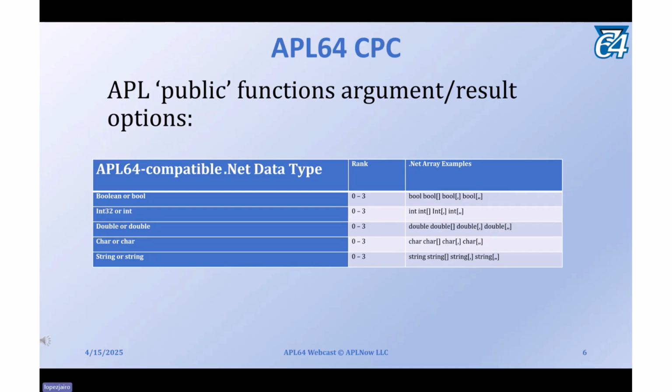Are these restrictions impossible to overcome or extend? No, they are not. But we need to start somewhere. Basically, on the creation of the CPCs, we said those basic data types in the .NET world, which are called value types, are going to be a good starting point. And rank 0 to 3 is a good starting point as well.